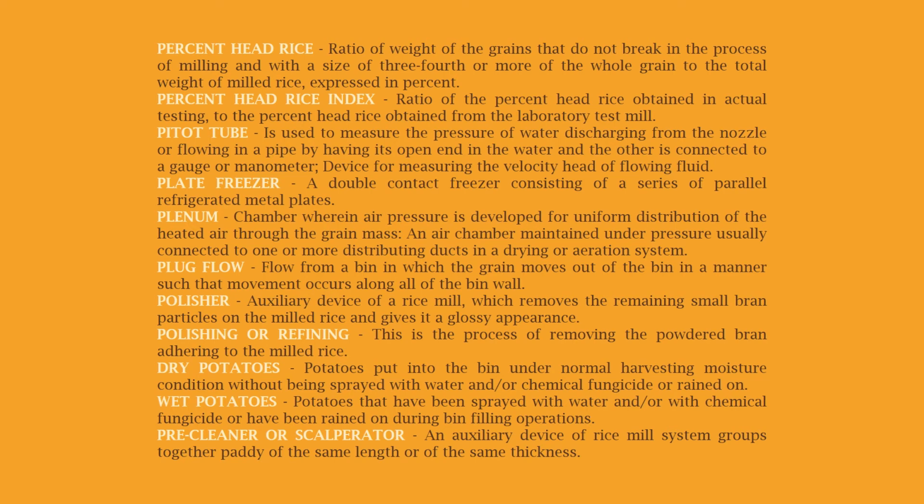Dry potatoes. Potatoes put into the bin under normal harvesting moisture condition without being sprayed with water and or chemical fungicide or rained on. Wet potatoes. Potatoes that have been sprayed with water and or with chemical fungicide or have been rained on during bin filling operations.